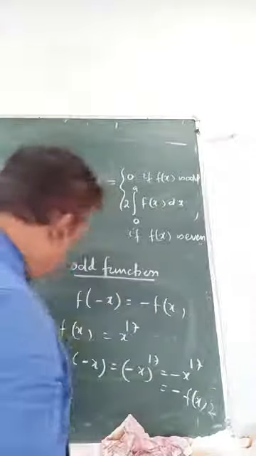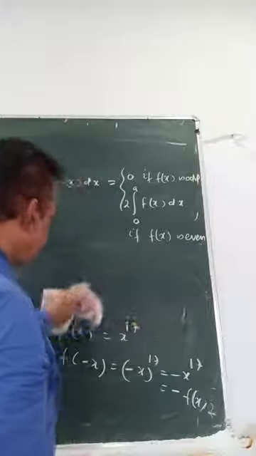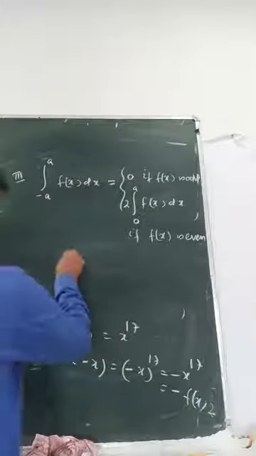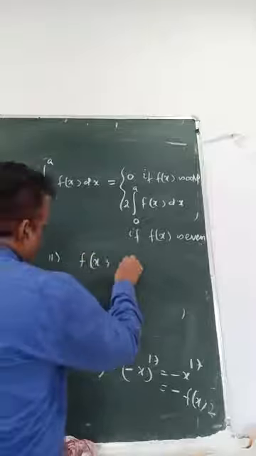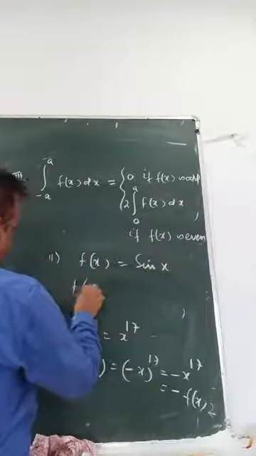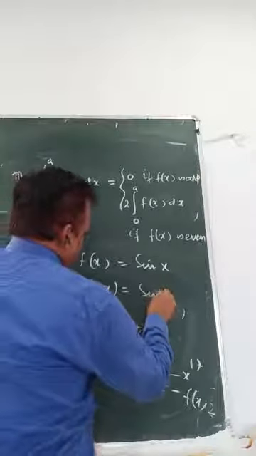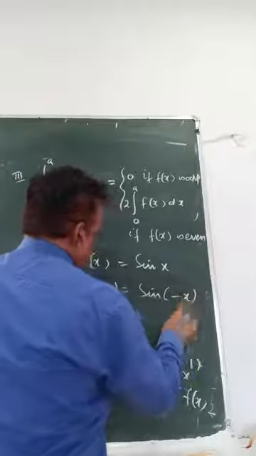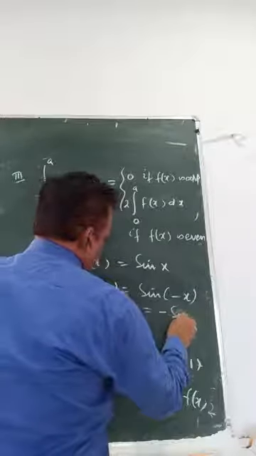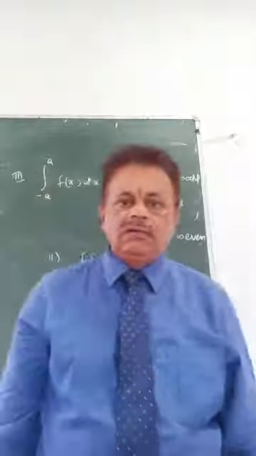I can take one more example of an odd function. Suppose f(x) equals sin x. Then what is f of minus x? Sin of minus x is minus sin x. So this is called an odd function.